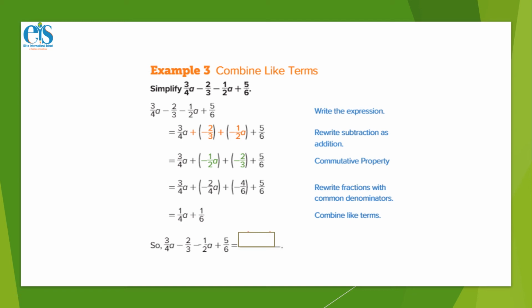Now we combine our like terms. 3 by 4a plus -2 by 4a gives you 1 by 4a. -4 by 6 plus 5 by 6 gives you 1 by 6. Therefore, our answer is 1 by 4a plus 1 by 6. We have simplified the expression.